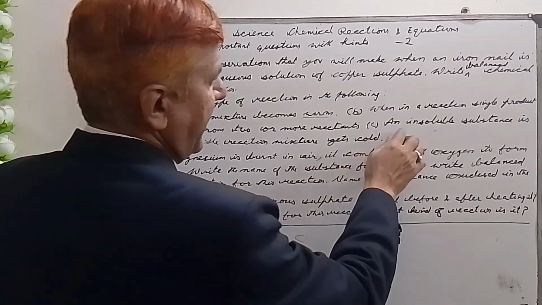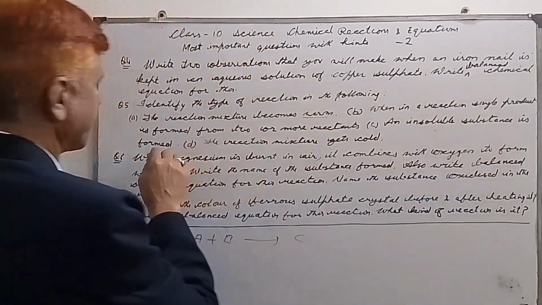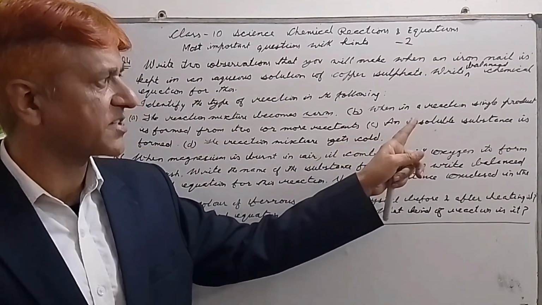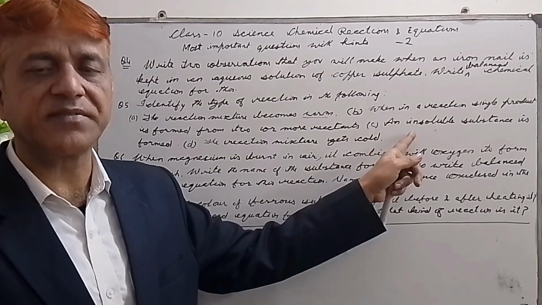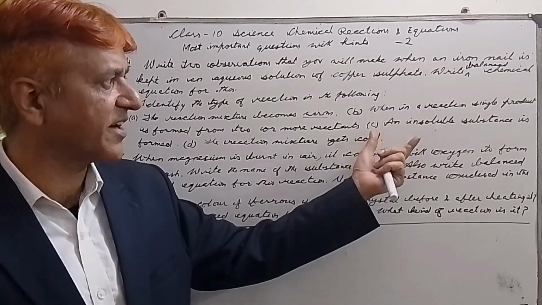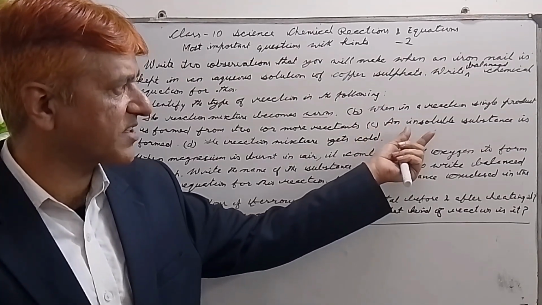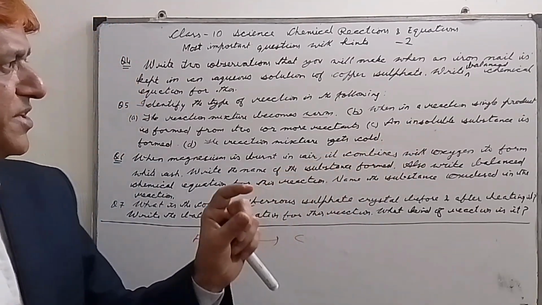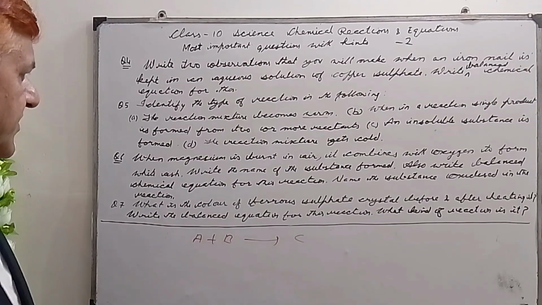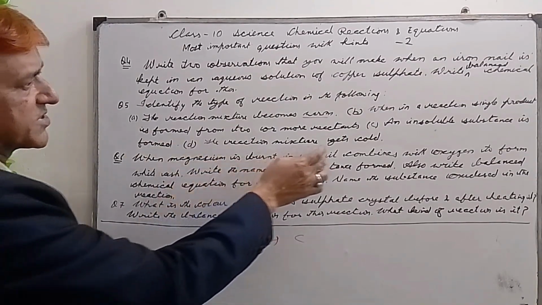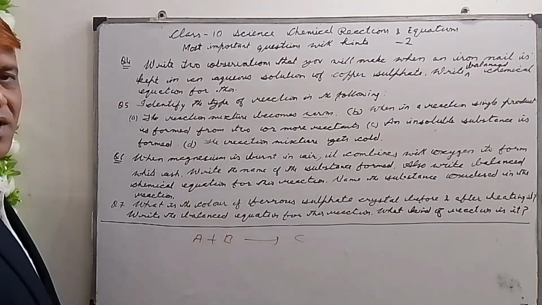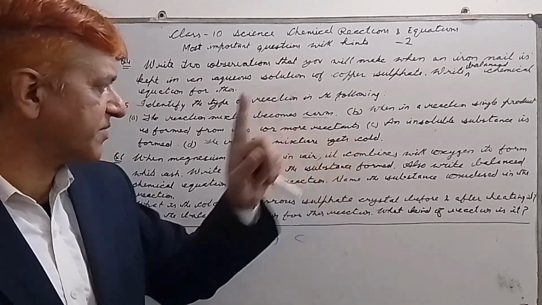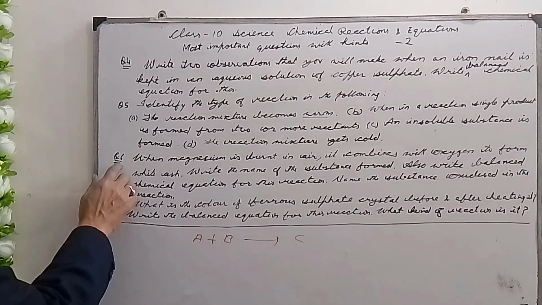C is an insoluble substance is formed. So this is actually a precipitation reaction or double displacement reaction, because in precipitation or double displacement reactions, precipitates are formed. Actually precipitates are insoluble substances. D is the reaction mixture gets cold. Endothermic reaction. Heat is absorbed. So endothermic reaction.